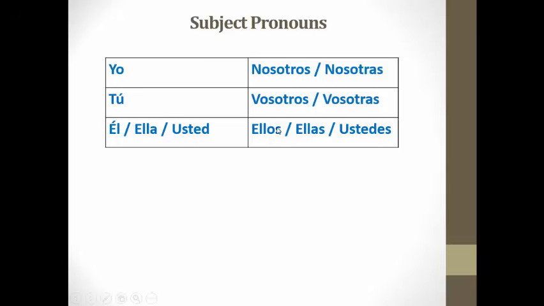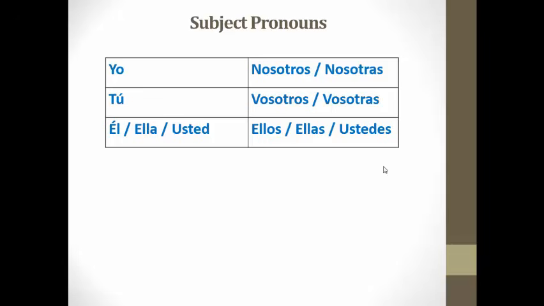In our last box here, remember that ellos means they. Okay, again, referring to a group of all males or males and females. Ellas means they, but everyone in the group is female. And then ustedes means you all. Okay, so if you're addressing more than one person.